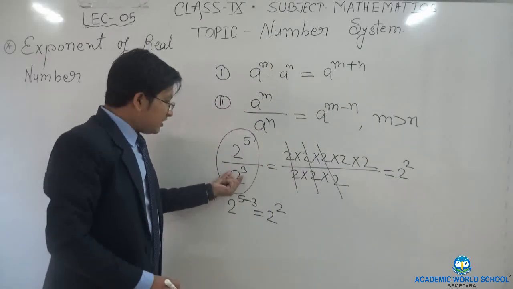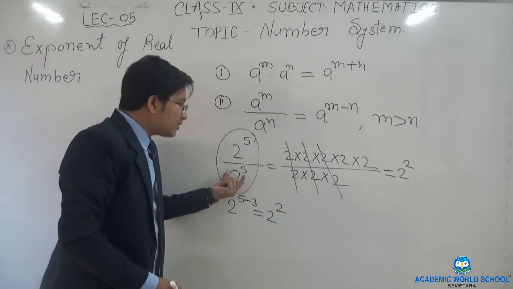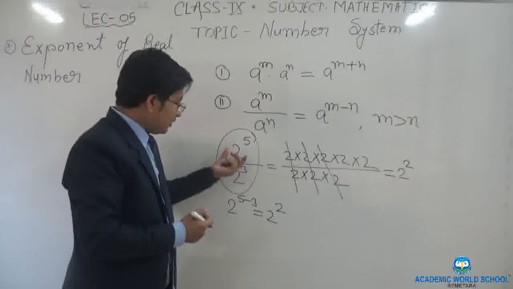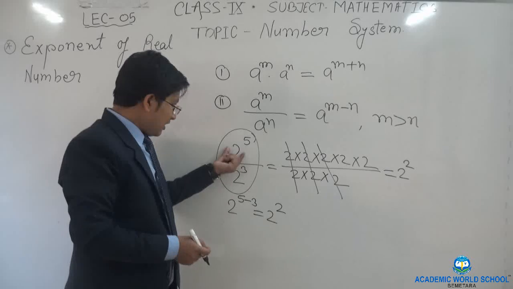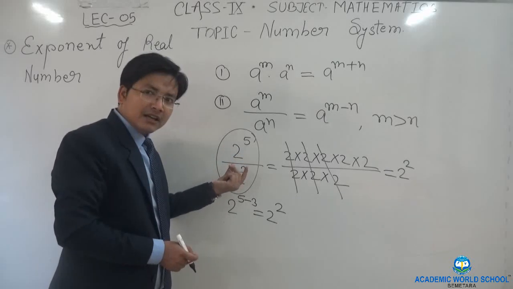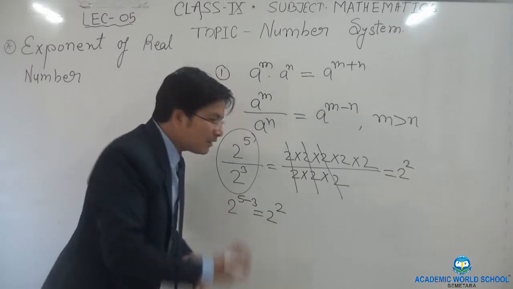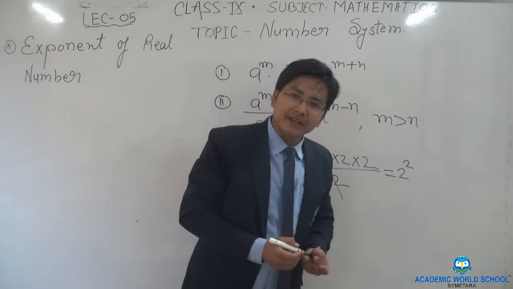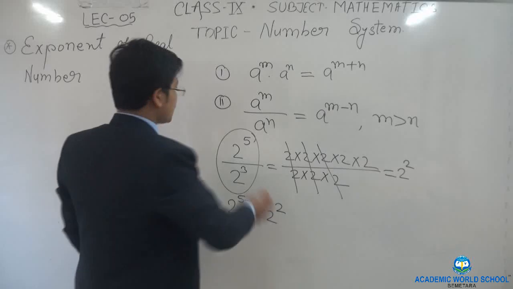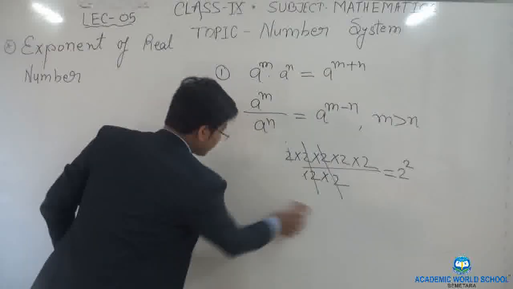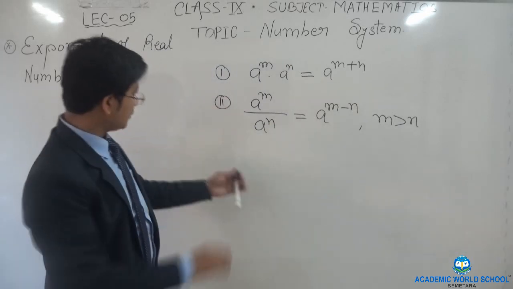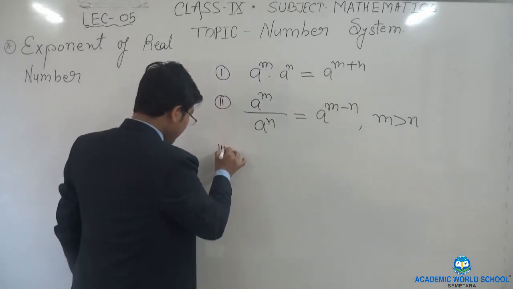So it means 2 into 2 into 2, 3 times 2 will be cancelling out 3 times 2 of this 2 to the power 5, and we will be remaining with 2 into 2, so therefore answer is 2 square. Okay, 2 square. So this is the next law of exponent now. So you have to write this all very carefully.